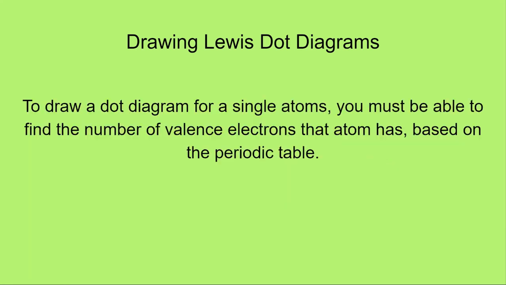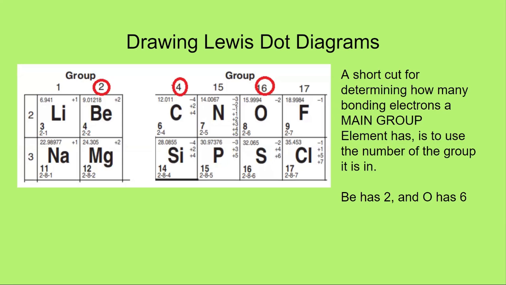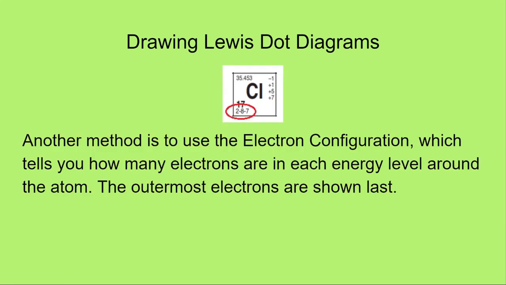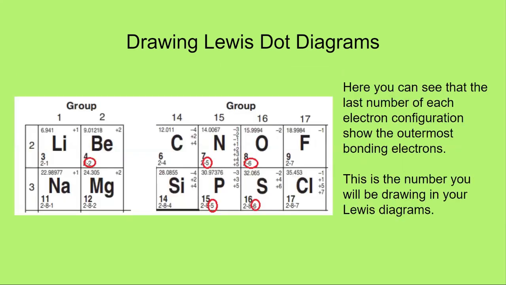So I remind you again on these slides that you have to be able to find the number of valence electrons an atom has using your periodic table. Just as a reminder, you could go by their group number or you could go by the end of their electron configuration. Okay, we're going to be using a lot of main group elements for these, but you can get stuck with a transition metal. Just keep in mind that a metal-nonmetal bond is going to be an ionic bond anyway.